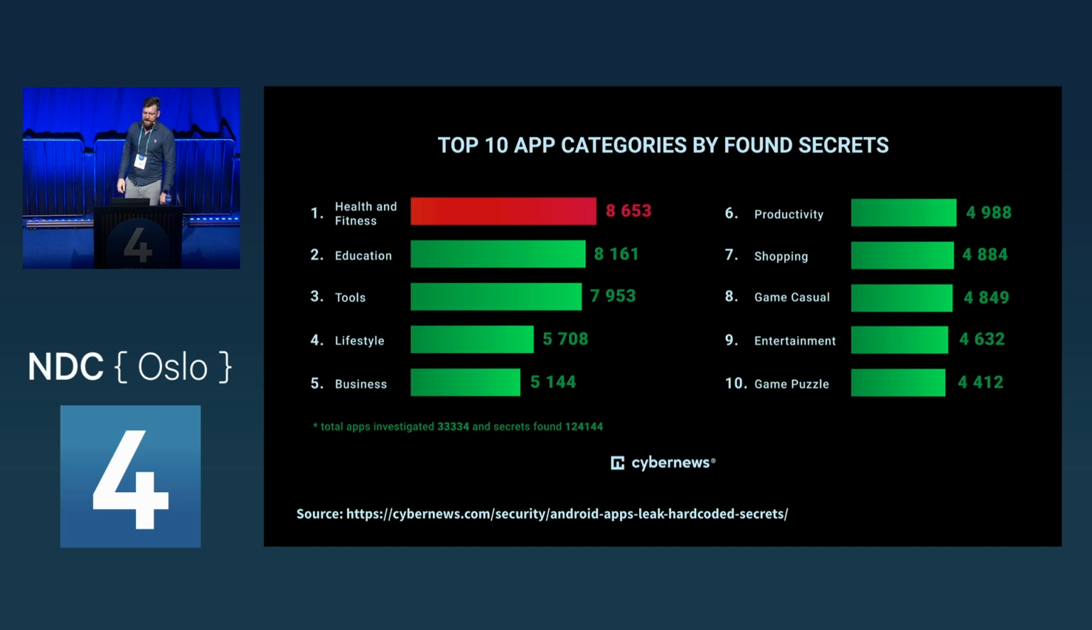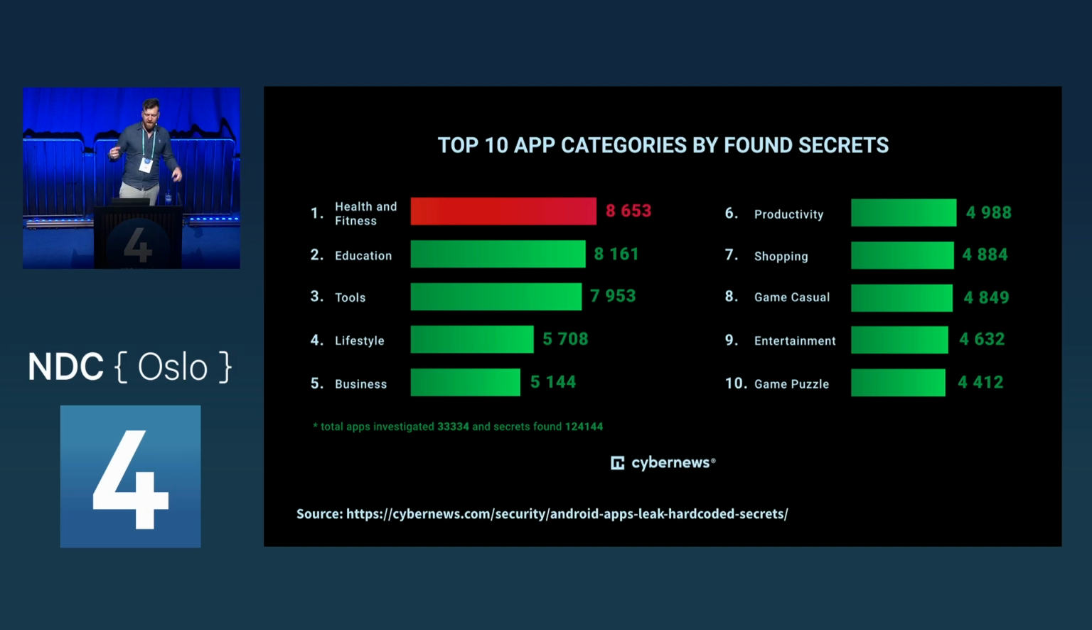And this one here, maybe it doesn't surprise you so much, but the industries that leak the most amount of secrets, health and fitness was the number one. But actually what this shows is it's across the board. None of them are doing particularly well. 55% of applications are leaking some kind of secret. None of them are doing all that well. So we can see that this is a really big problem.